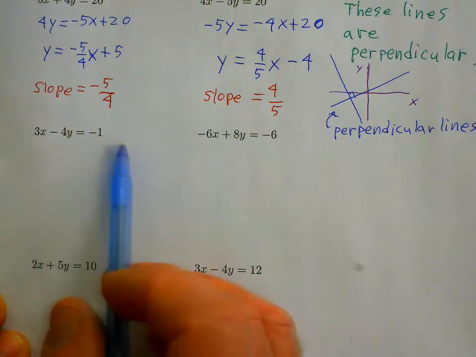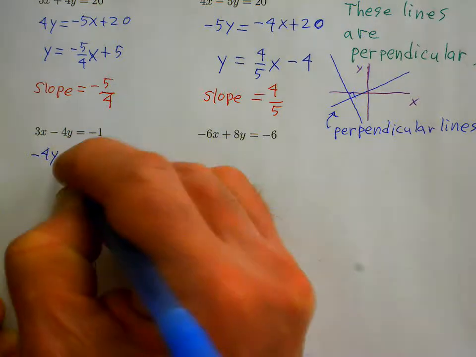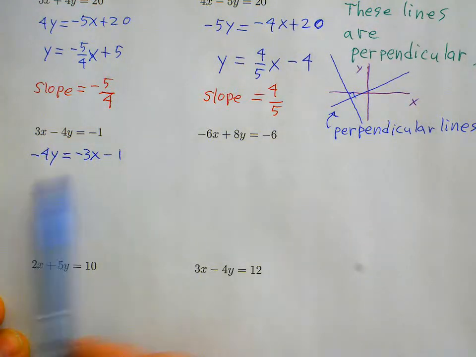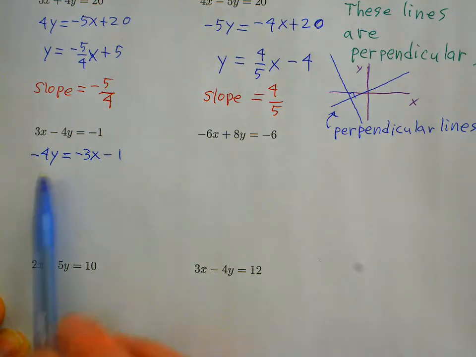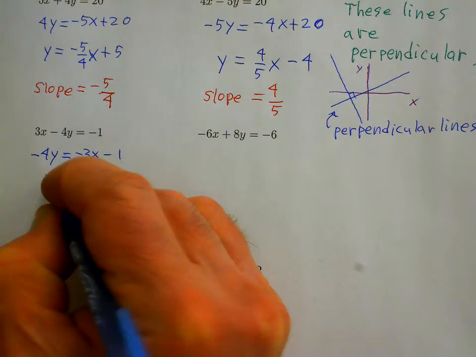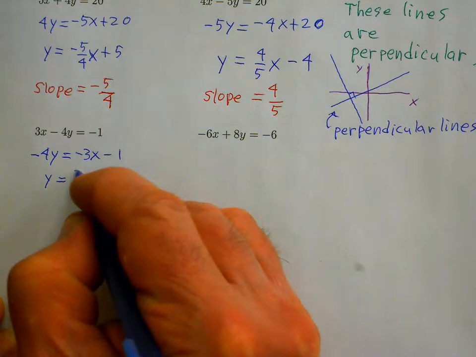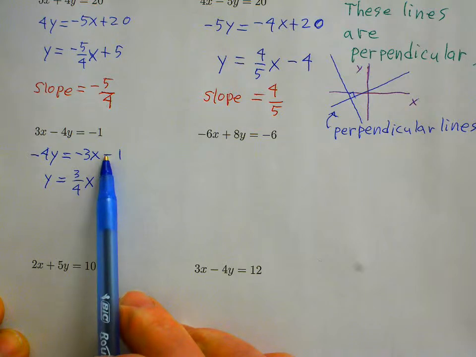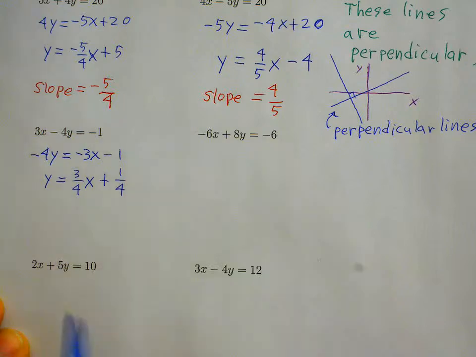So to solve this for y, subtract 3x from both sides. So we get negative 4y equals negative 3x minus 1. Then divide every term on both sides by negative 4. Negative 4y divided by negative 4 is 1y, or just y. Negative 3x divided by negative 4 is positive 3/4 x. And negative 1 divided by negative 4 is positive 1/4. Okay, so the slope of the line on the left is 3/4.